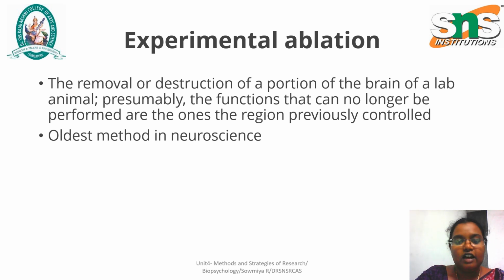Excitotoxic lesion. This technique involves the injection of a neurotoxin that kills neurons by overexciting them. It is often used to target a specific type of neurons. Stereotaxic surgery. This technique involves the use of a stereotaxic apparatus to precisely target specific brain regions for ablation. It is commonly used in animal research.